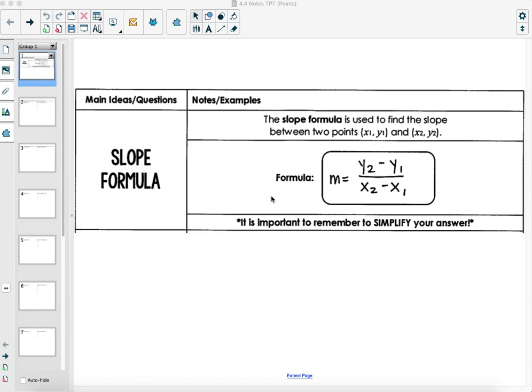And it's also important to remember that when we use this formula, or anytime we're working with slope, we should simplify our answers if possible.